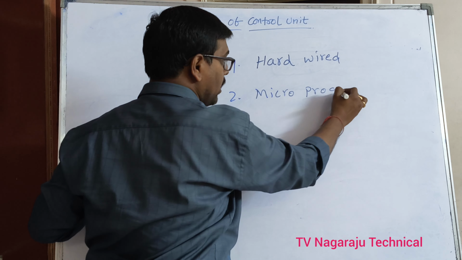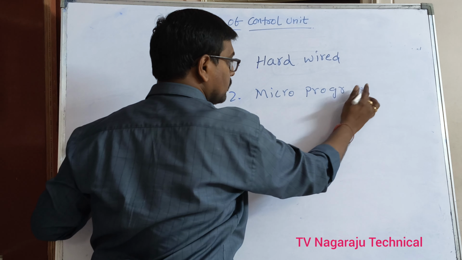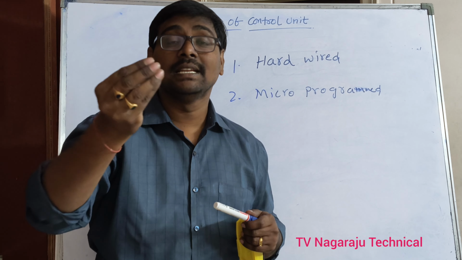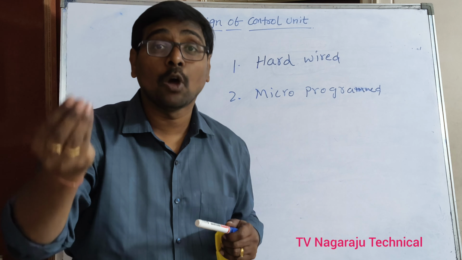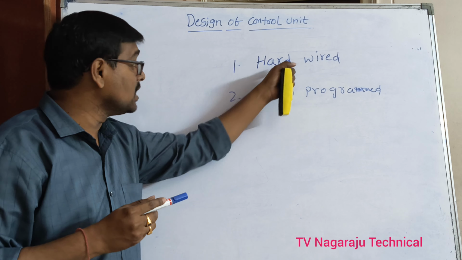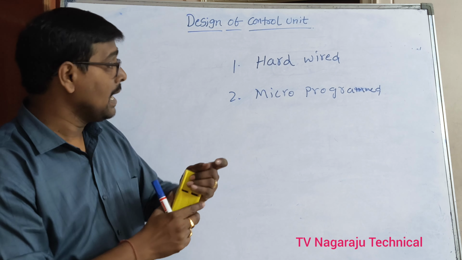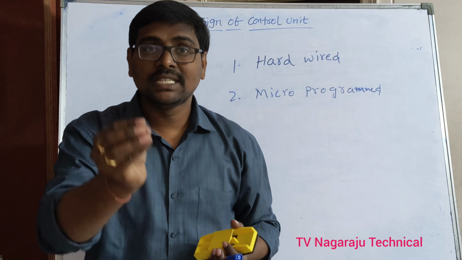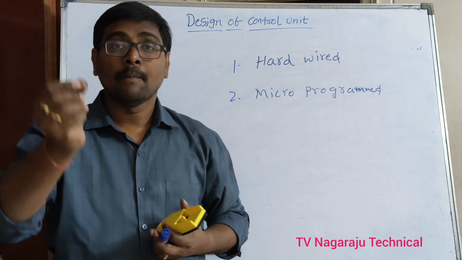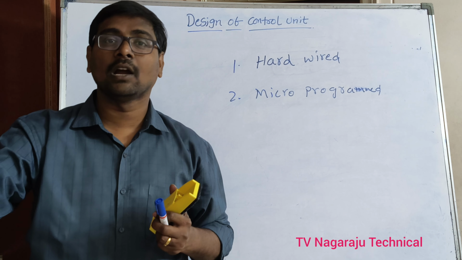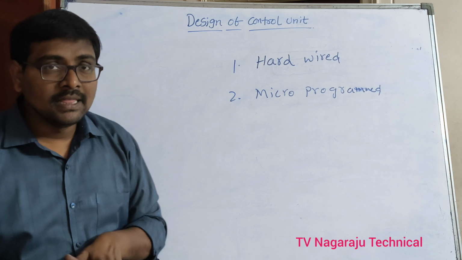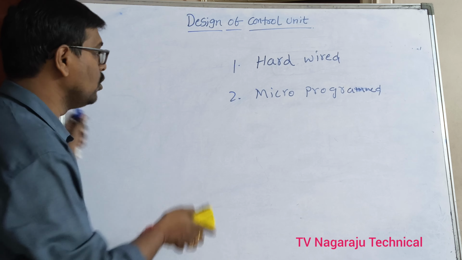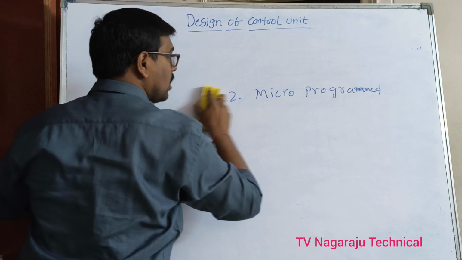So we know hardwired control unit in the sense here the control signals are generated through gates, flip-flops and decoders, and it is very fast but difficult to modify. Microprogrammed control unit means simply the control signals are stored as micro instructions in the control memory. Anyway, in this session we will discuss how we design a control unit by using microprogrammed control unit.